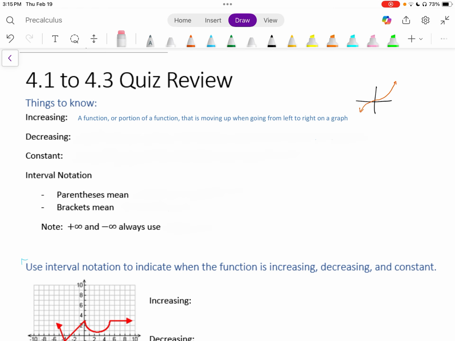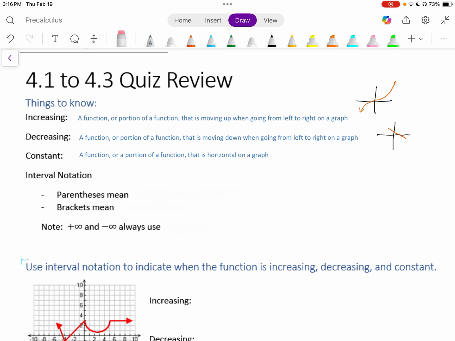Decreasing has to be moving down from left to right. And it can be the whole graph or it can just be a portion of it. So once again, this time maybe I'll just draw a smaller segment, but this would be decreasing. Constant is simply a horizontal line. It doesn't go up and it doesn't go down. So you just have a horizontal line or a portion of the graph that is a horizontal line. So if we had something like this, this part here would be constant.